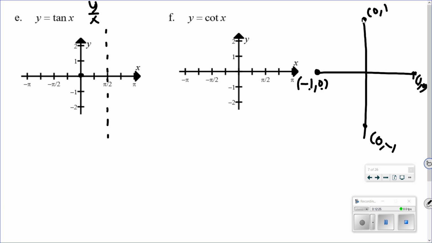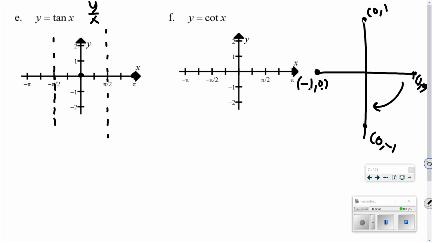So at pi, it was equal to 0 again. Okay, if I go the opposite direction, if I go down to negative pi, down to here, I get negative 1 over 0, which is undefined. So negative pi over 2.